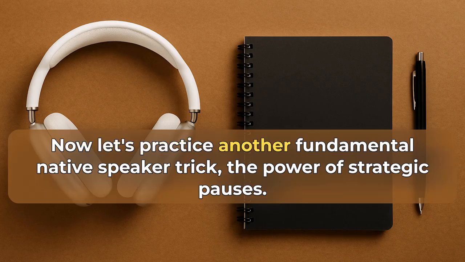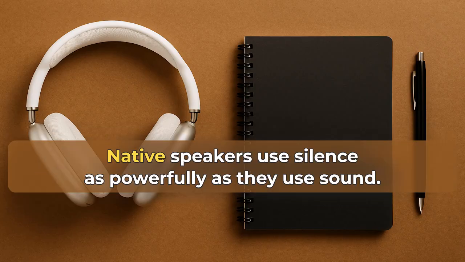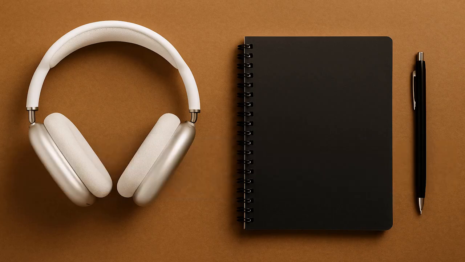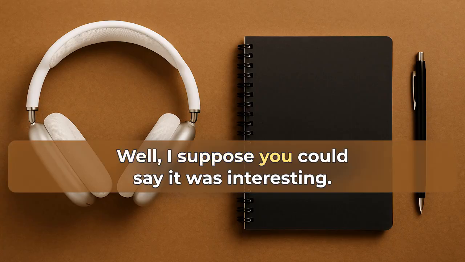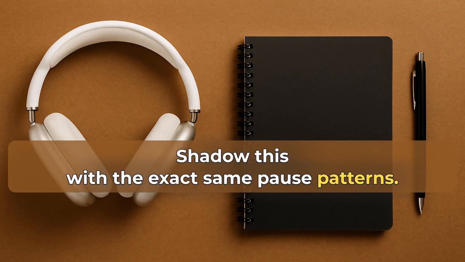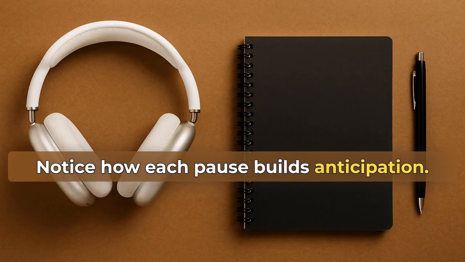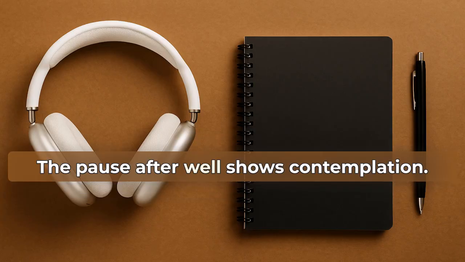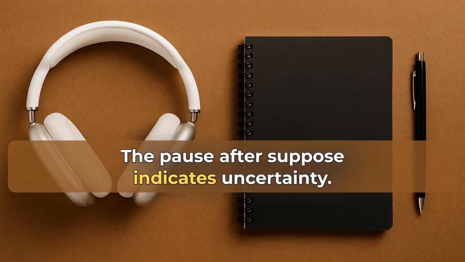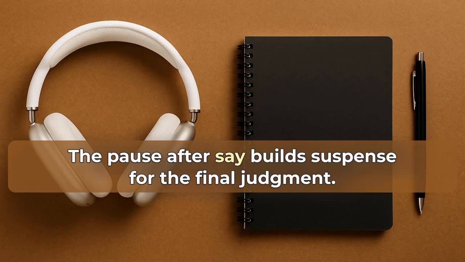Now let's practice another fundamental native speaker trick, the power of strategic pauses. Native speakers use silence as powerfully as they use sound. Watch how strategic pauses create drama and emphasis. Well, I suppose you could say, "It was interesting." Shadow this with the exact same pause patterns. Notice how each pause builds anticipation. The pause after well shows contemplation. The pause after suppose indicates uncertainty. The pause after say builds suspense for the final judgment.